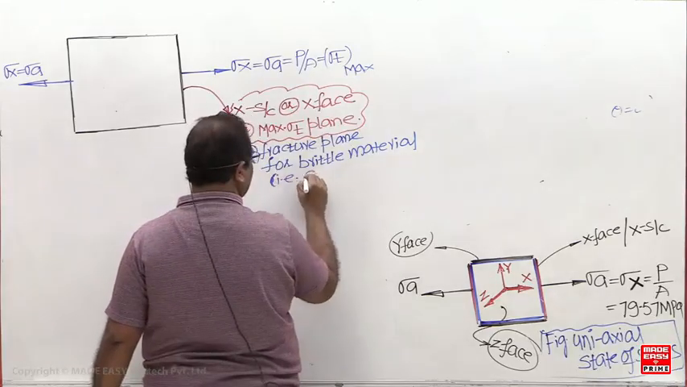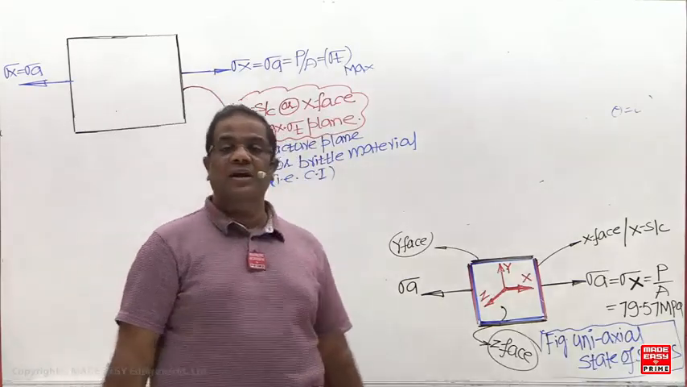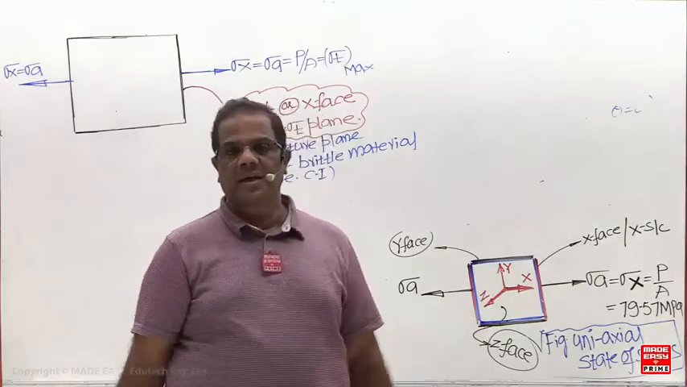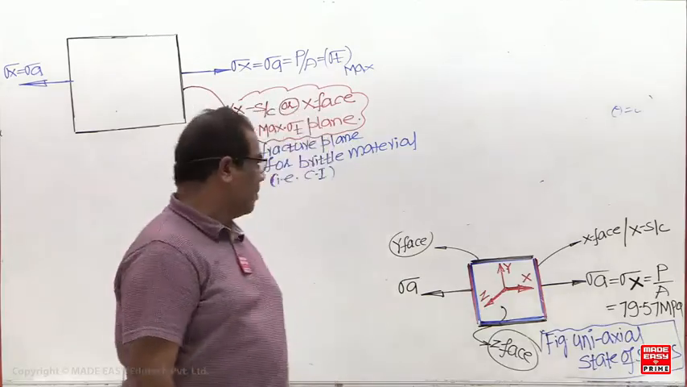So generally you go for cast iron. What are examples of brittle material? Cast iron, concrete, glass. Concrete, cast iron and glass are brittle materials.